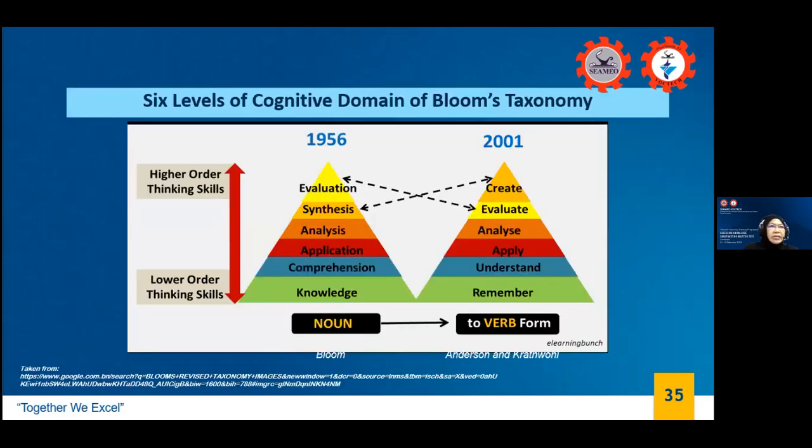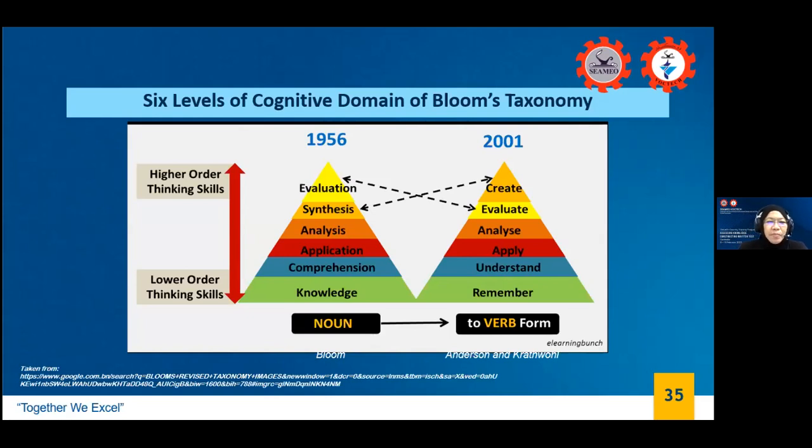Next. Now let's go to, I'm sure that all of you are familiar with this, right? The 6 levels of cognitive domain. Familiar with Bloom's taxonomy, everyone? Yes, we used to use it. Okay, that's good. I mean, you used to use it and you should still be using it.